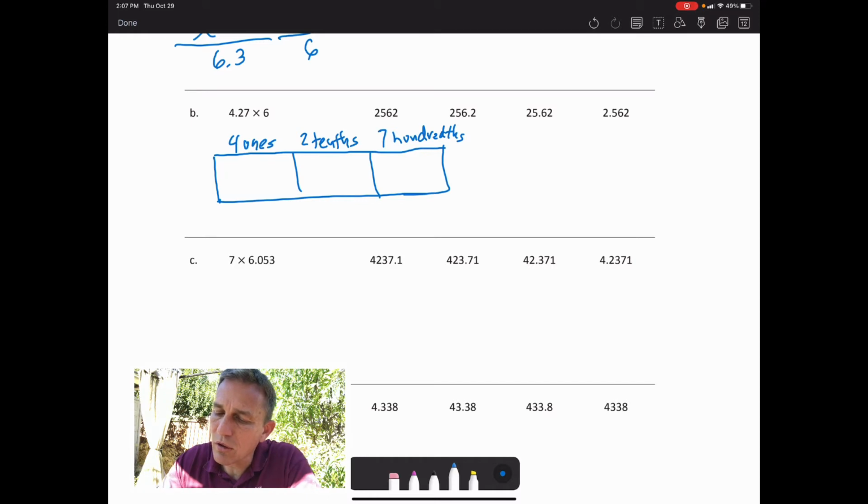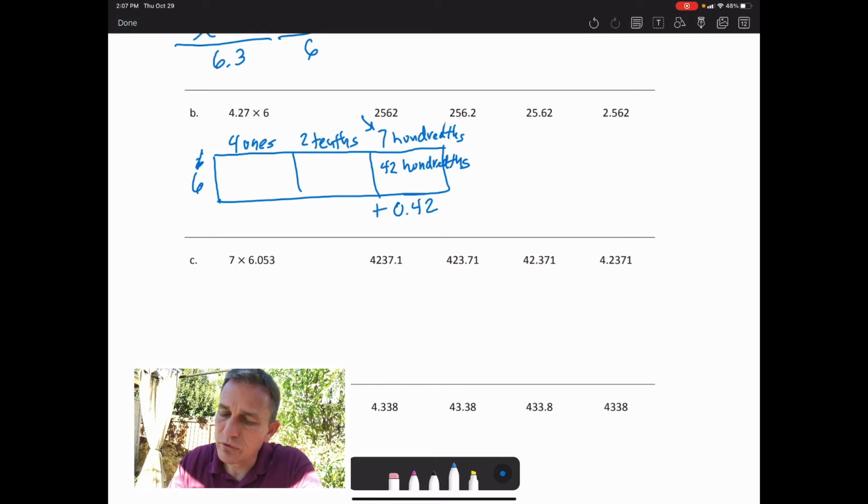And I'm multiplying all those place values by 6. So I want to start with the smallest place value first. I'm going to do 6 times 7 hundredths. So 6 times 7 hundredths is 42 hundredths. Written in standard form, 42 hundredths, I'd have to make sure that the 2 in 42 is in the hundredths place. So that's going to look like this.